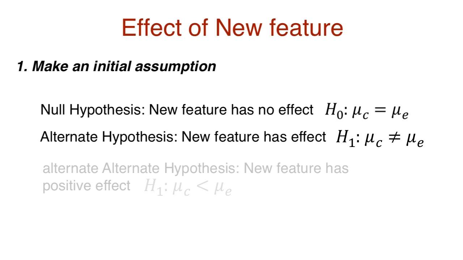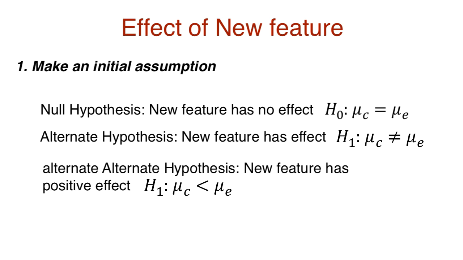Note here I could have also stated the null hypothesis such that I just check if the mean of the experiment group is greater than that of the control group, instead of equal to. However, this would hide the negative effect of the new feature, if any.